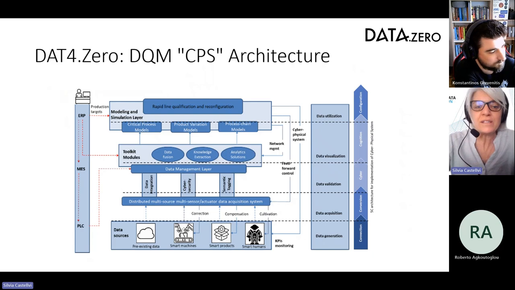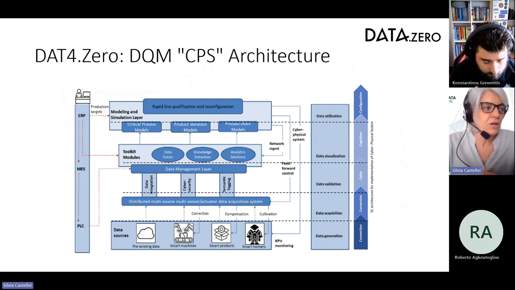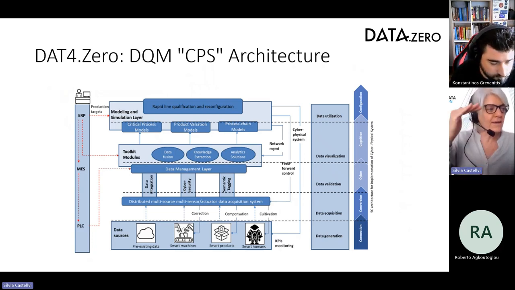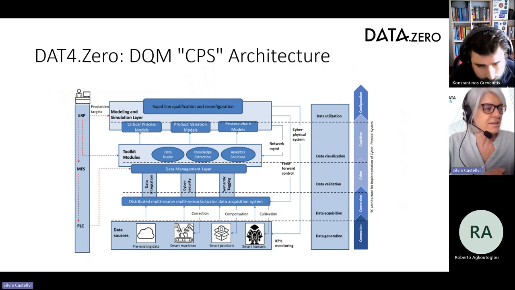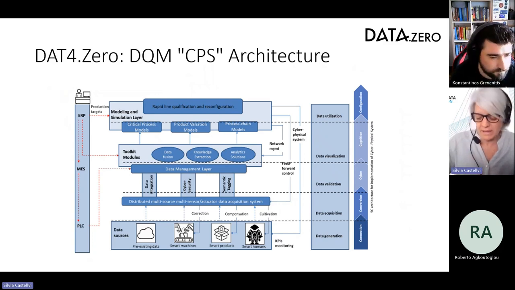Here you can see the architecture of Dat4.Zero, which is based on 5 layers from the 5C architecture, where in these layers we collect the data that we generate in the devices and sensors, and then we integrate this data in one platform, the QM platform from Dat4.Zero, that integrates and manages the data to be available for processing by artificial intelligence and supersystems for data utilization and providing the added value services that were promised in the project.